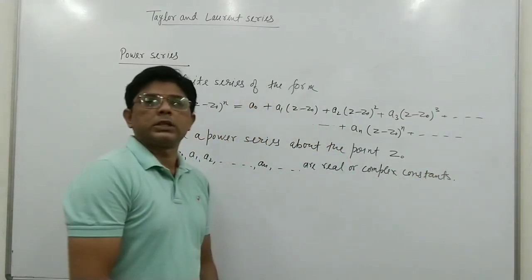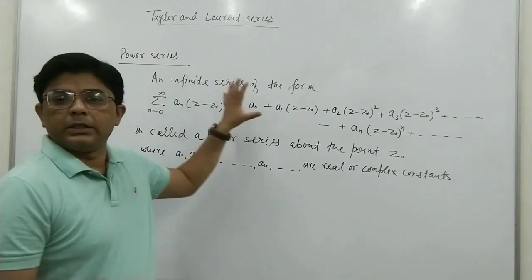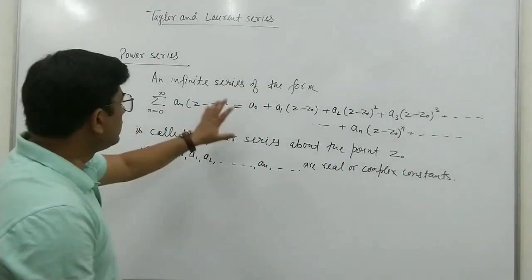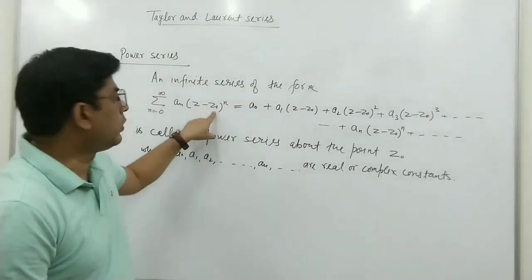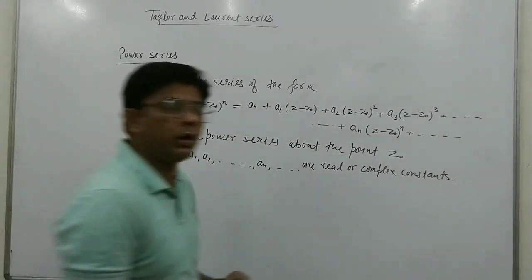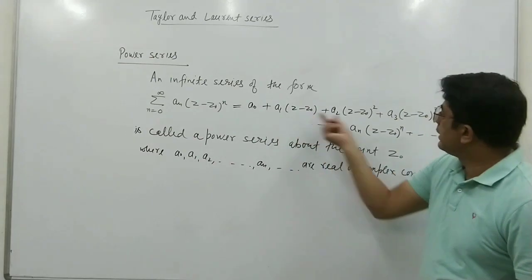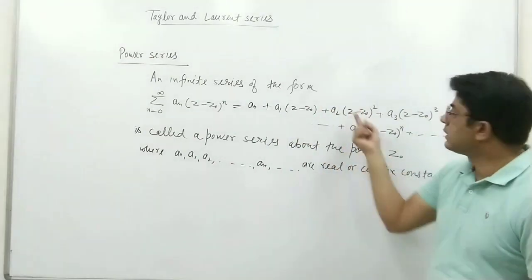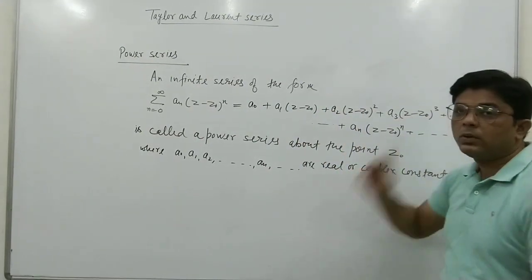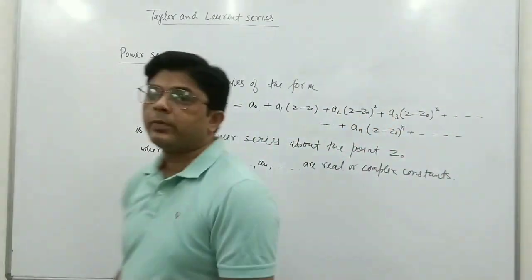So this type of series is called a power series. We have written this power series about the point z0. When we write about the point z0, it means this power series should be written in the powers of z minus z0: z minus z0 to the power 1, z minus z0 to the power 2, 3, 4 and so on. So this is a power series about the point z0.